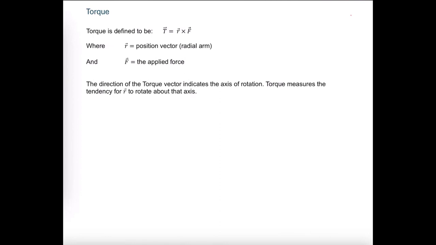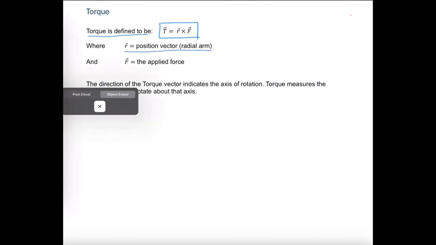This is an introduction to the torque vector. Torque is defined to be a vector that is obtained by taking vector r and vector F and cross-producting them. Vector r is considered to be a position vector, or the length of the radial arm where the force is being applied, and vector F is the applied force.